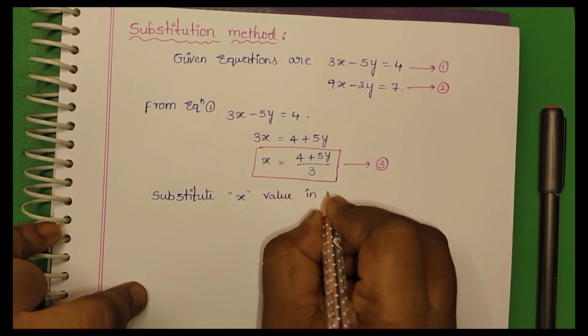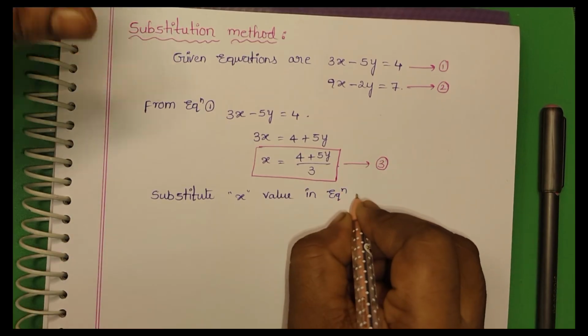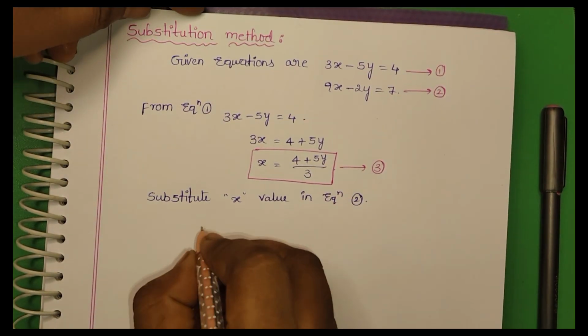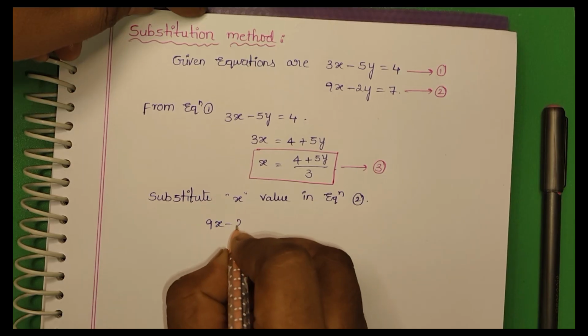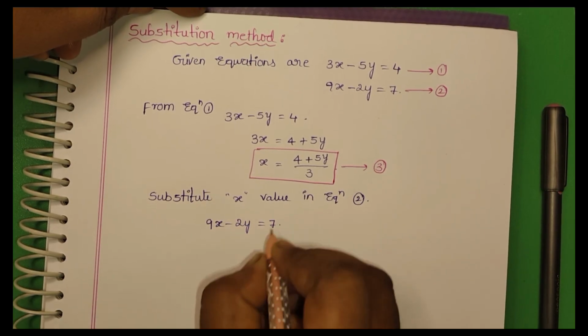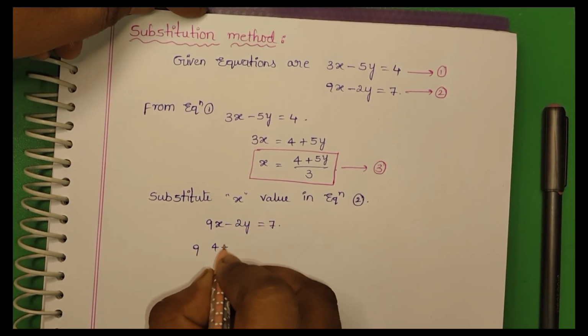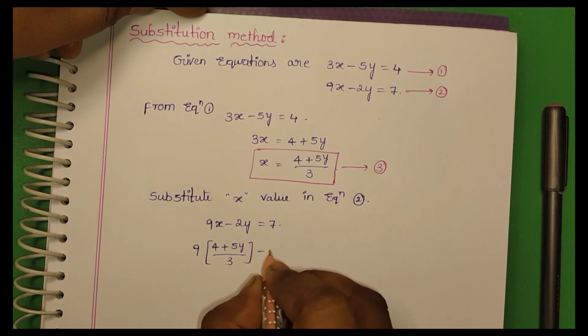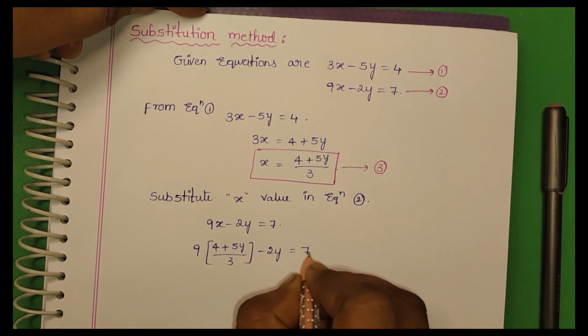Now this x value we substitute in equation number 2. Our equation number 2 is 9x minus 2y is equal to 7. In the place of x, we substitute the x value: 9 into (4 plus 5y) by 3, minus 2y is equal to 7.